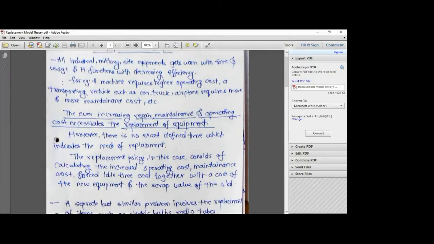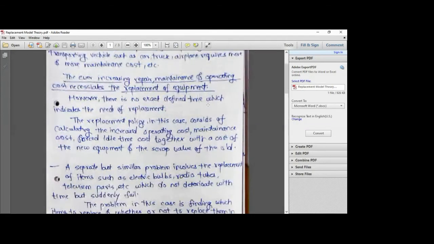Now, for example, if you focus on this point, a machine requires a higher operating cost. Transporting vehicles such as a car, truck, or airplane require more and more maintenance cost. So that may happen, right? A machine will require a higher operating cost because of the wear and tear of that machine. And if you have a transporting vehicle, maybe a car, truck, airplane, anything, it will require more and more maintenance cost, right? The higher operating cost and maintenance cost are because of the decreasing efficiency, right?